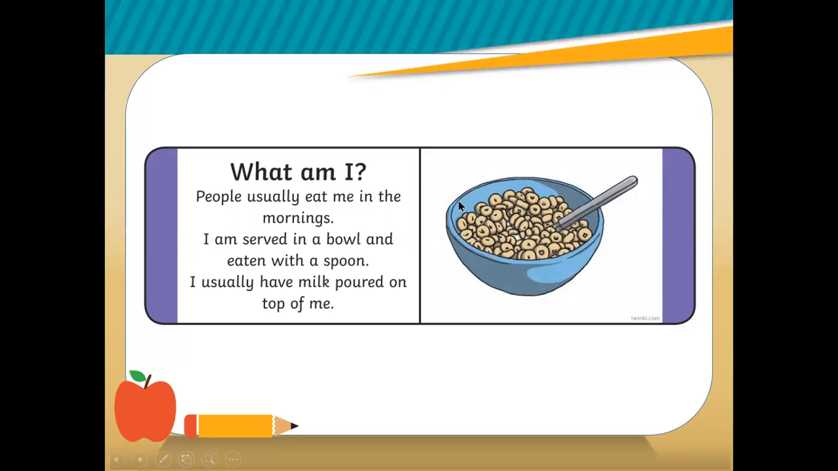Right, bowl, guys. Un bowl es un tazón. Eso es un bowl. Spoon, una cuchara, right? Y el verbo pour es verter, sí, verter, es poner un líquido en algo. Por ejemplo, you pour the tea in the cup. Pone el té en la taza, pour, ¿verdad? On top of me.